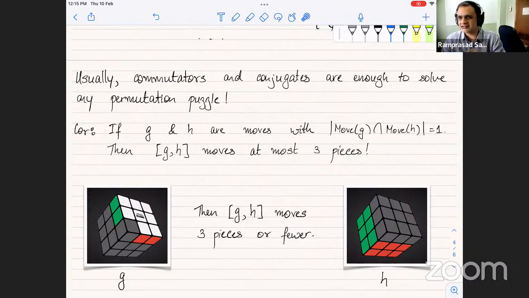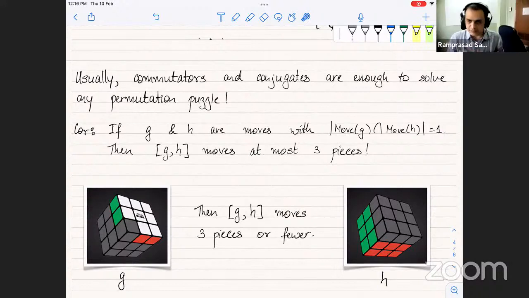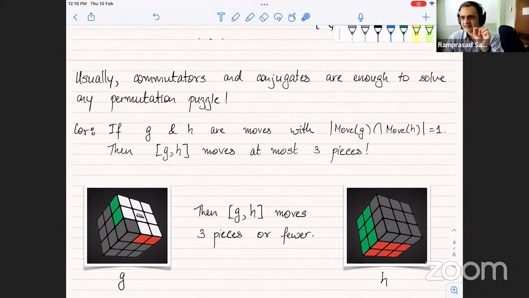All you're saying is, here G only moves this one corner piece, and H, so if I look at the move of G, it consists of nonsense in the bottom 2 layers and this one corner. The move of H consists of things in the top layer. The intersection of both is one piece. Okay, it's 3 stickers, but let's say one piece. And therefore, by the previous lemma, the commutator of G and H will move at most 3 pieces.